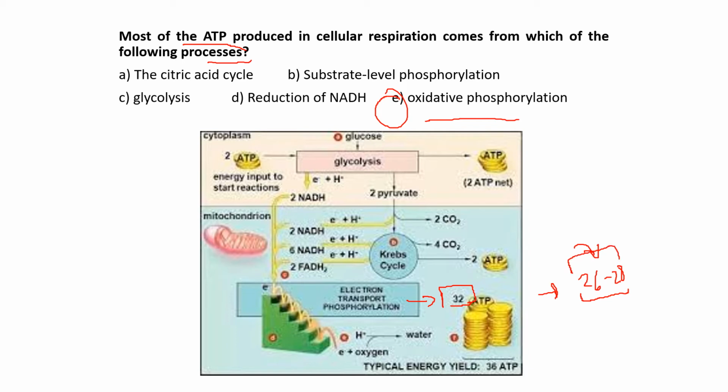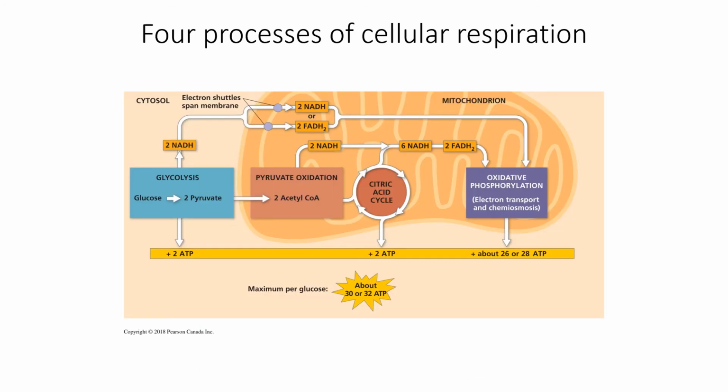But the idea is that most of the ATP is produced during oxidative phosphorylation. That is the key point. So as you can see in your textbook, only 2 ATPs are produced here, 2 in the Krebs cycle, and 26 to 28 depending on whether you use NADH or FADH2 as an electron carrier. You can produce more if you use this one.